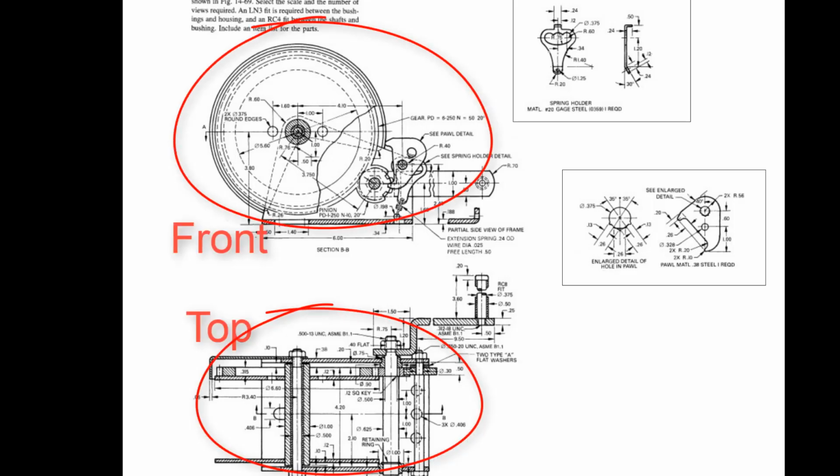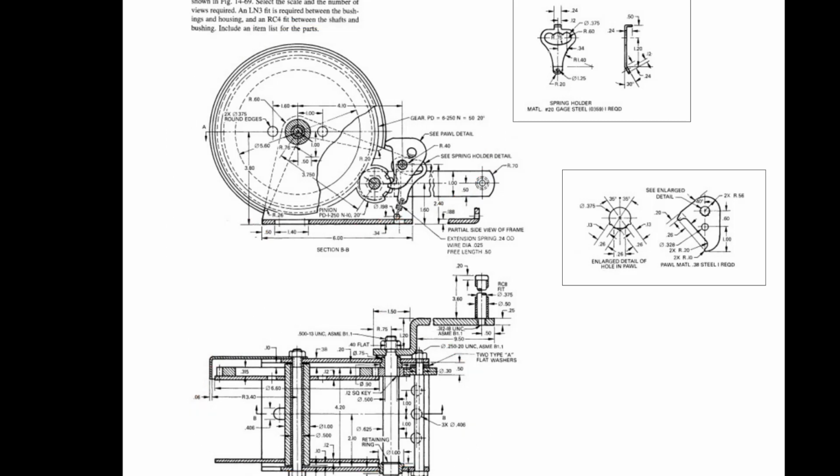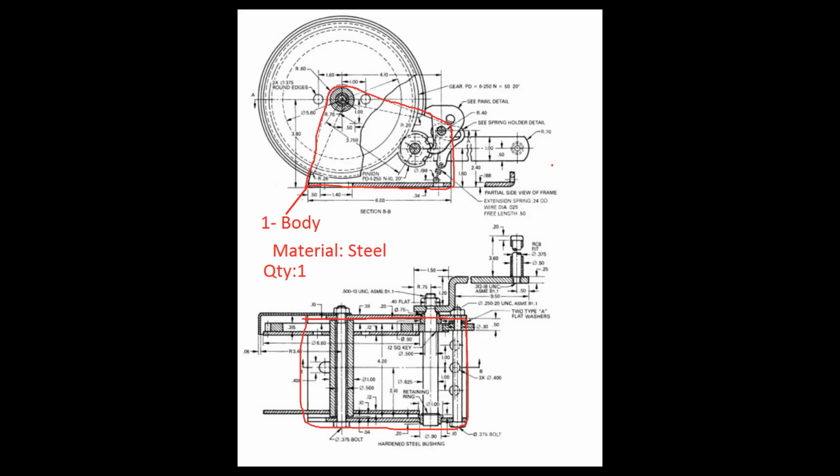In our assembly, we have two views. One is the front view and the other one is the top view. You can see these views on the screen. Let's analyze the assembly parts from the assembly view. In this analysis, we are going to name the parts, find the quantities, and define their materials.